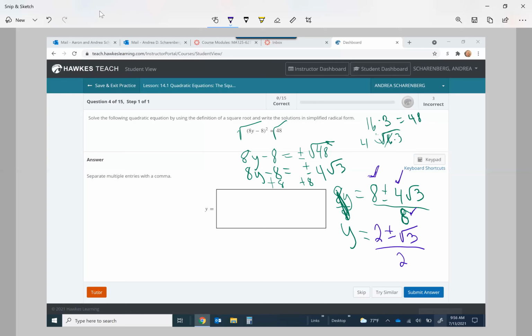So when you write out your answer, 2 plus square root of 3 over 2, comma, 2 minus square root of 3 over 2. And that's the answer. I hope that helped.